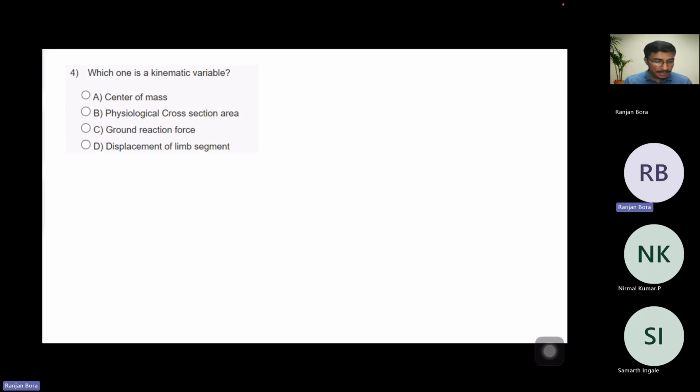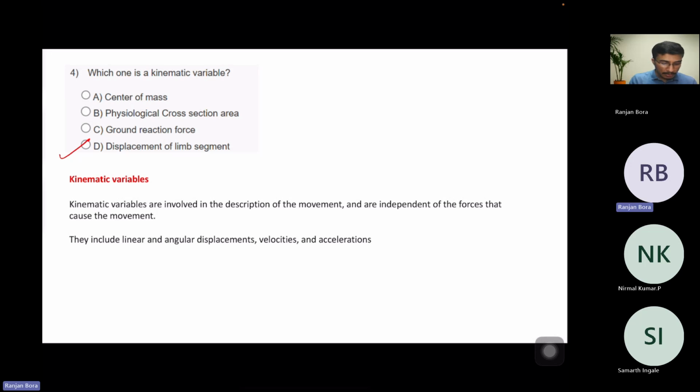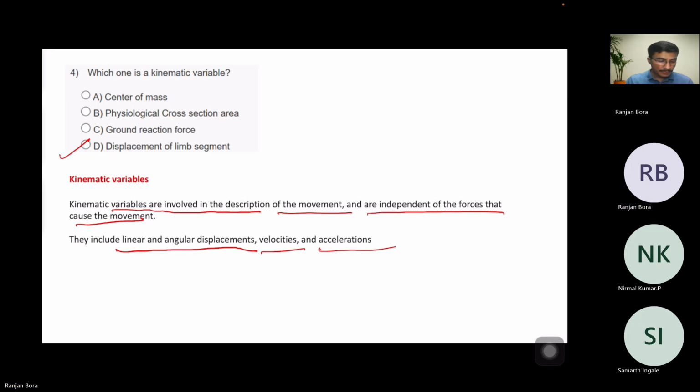And which one is a kinematic variable? Yes, displacement. So what are the kinematic variables? Kinematic variables are involved in the description of the movement and are independent of the forces that cause the movement. They include the linear and angular displacements, velocities, and accelerations. So in this question, option D is correct.